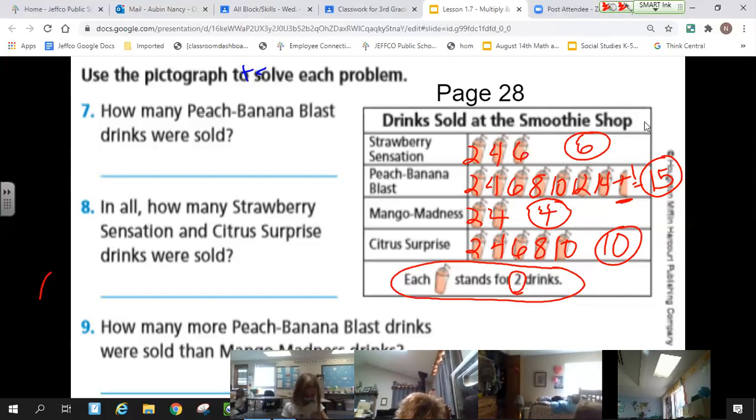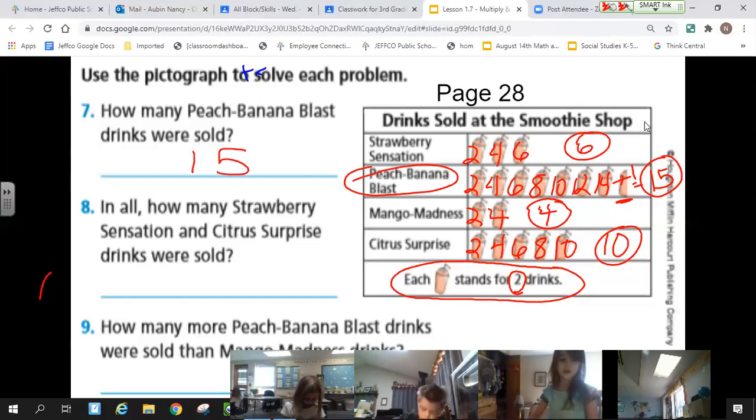Charlie, how many? 10. That would be citrus surprise. We're looking for peach banana blast. There's no 11 up here. Peach banana blast. How many peach banana blast? You should have gotten 15.